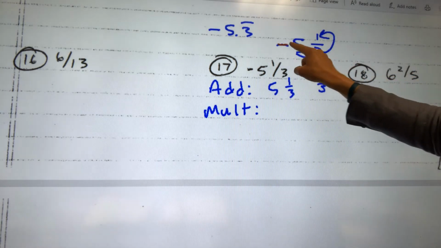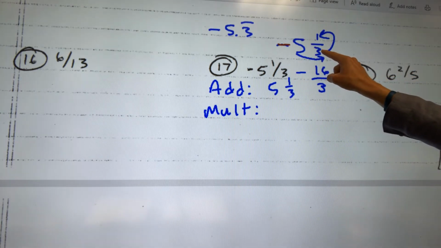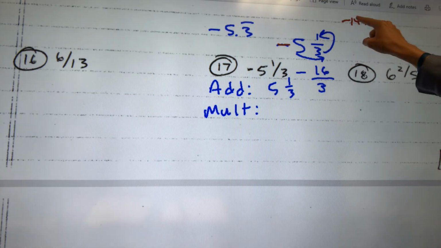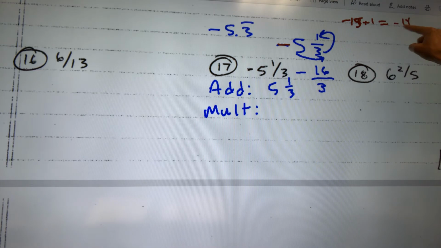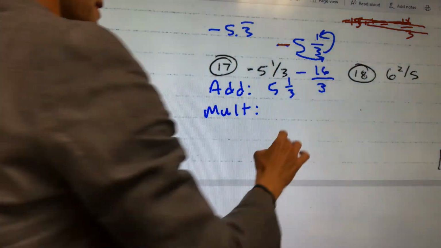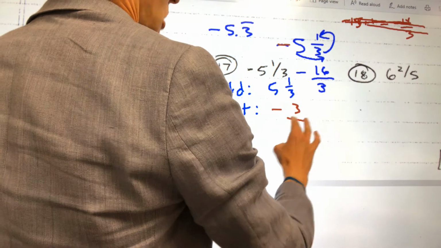Too many students do negative 5 times 3, that's a negative 15. They add 1 to it, and they say it's going to be negative 14 over 3. That's negative 4.67. We don't want that. It's negative 16 over 3, which means the multiplicative inverse is a negative 3 over 16.